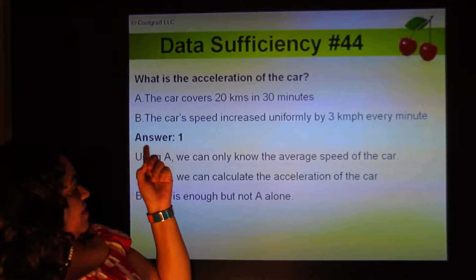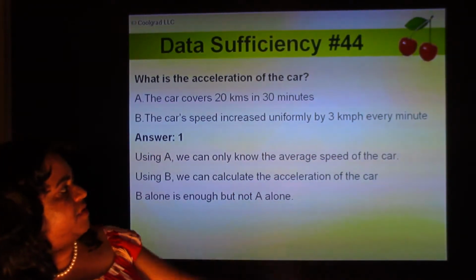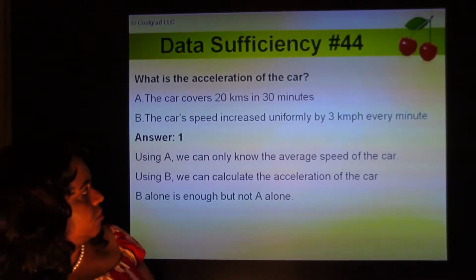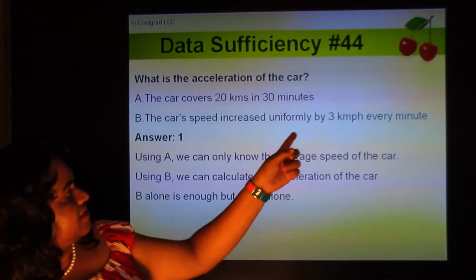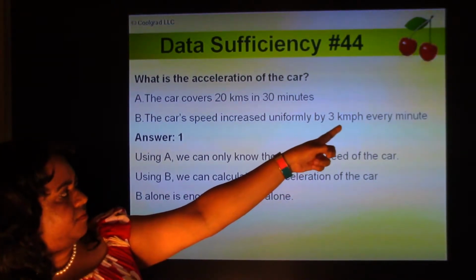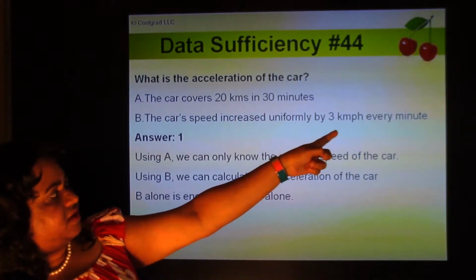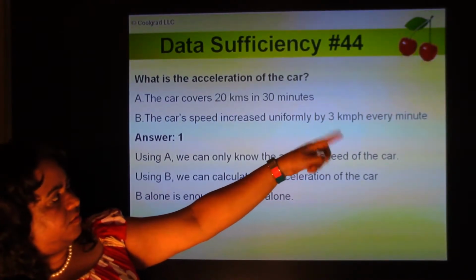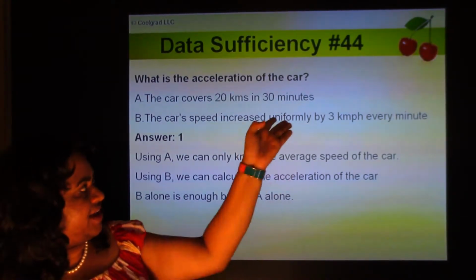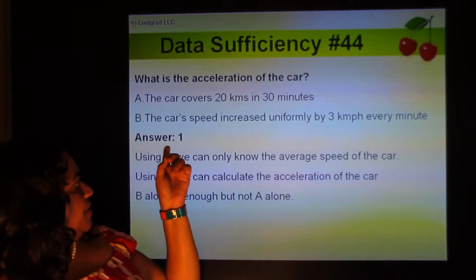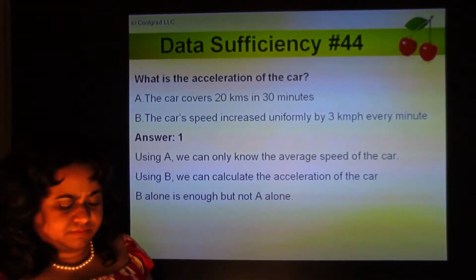And using statement B, the car speed increased uniformly by 3 kilometers per hour every minute. So clearly the acceleration is directly given here as 3 kilometers per hour. So it's like 3 kilometers per hour divided by every minute. So speed divided by time is acceleration. So directly it gives you here. So statement B alone is sufficient. Pick option 1. But statement A alone is not sufficient.